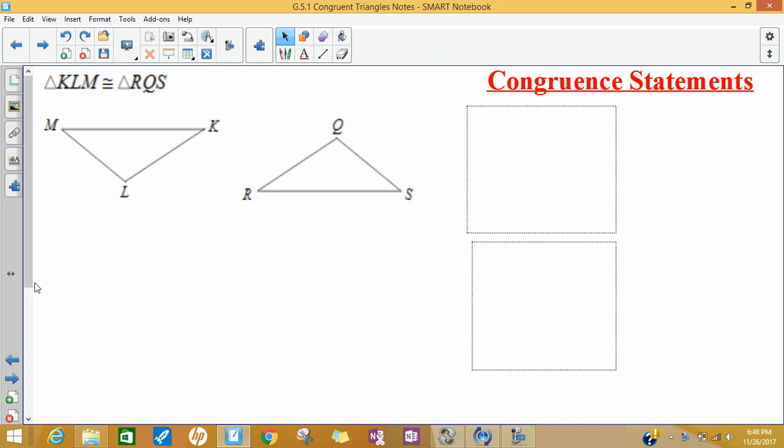It doesn't matter how the triangles are positioned or oriented. So you can see I have two triangles here, and I'm going to tell you that they're congruent even though they're not positioned the same way. One's sort of upside down compared to the other one.